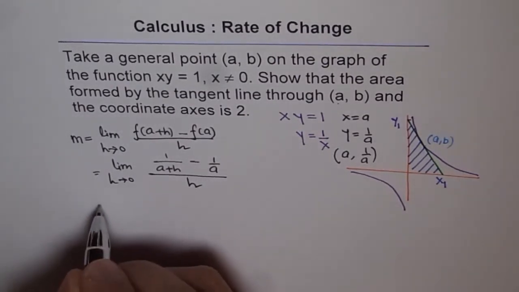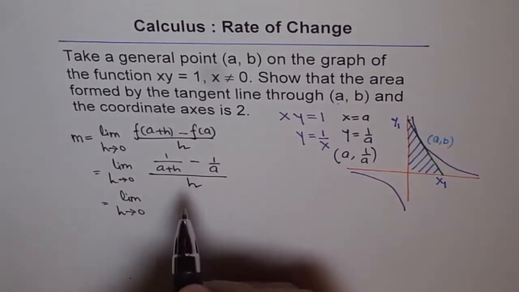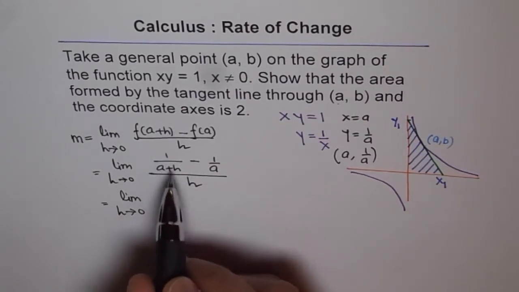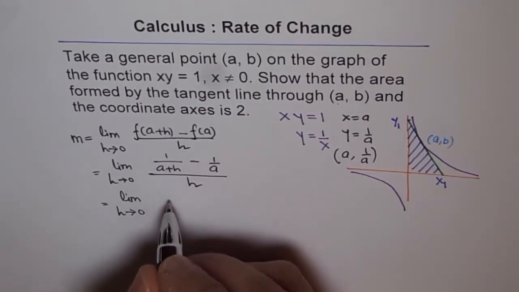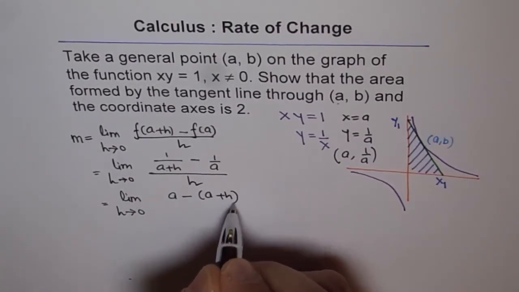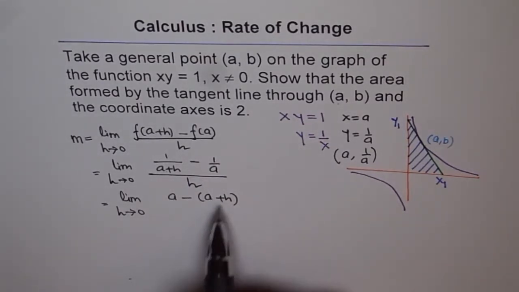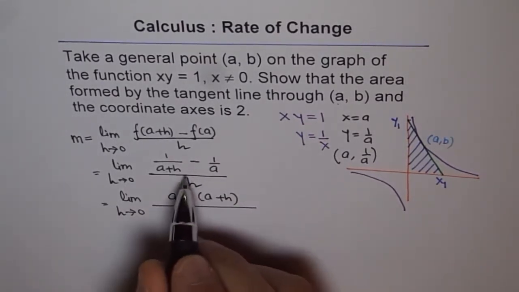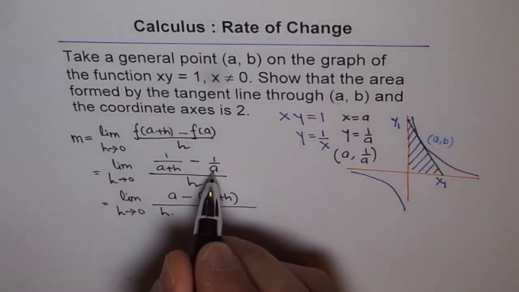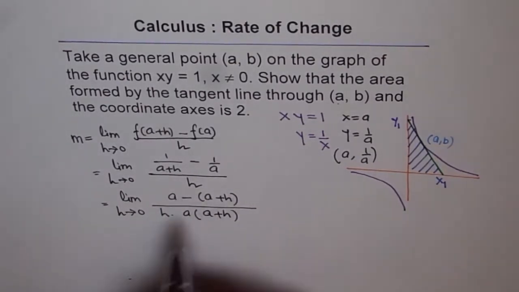Now let's simplify this. We take the limit as h approaches 0 and a common denominator of a times (a plus h). So we get a minus (a plus h) in the numerator. You get a minus, within brackets, a plus h. I've seen students normally not putting this in brackets, and so they get a wrong sign. In the denominator, we already have h here. Let me write h and then a times (a plus h). Correct? Now let's simplify this.